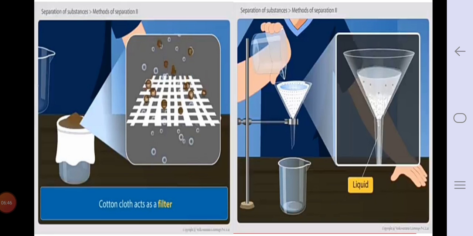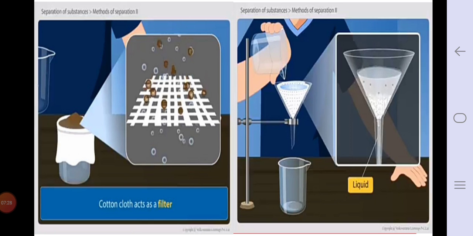Now another method of filtration is there. See the pictures, this is given in your textbook also, and you can observe the slides also. Here in the first picture they have used cotton cloth as a filter. Cotton cloth also has very small pores. You can see the picture they have shown, how the small pores of cotton cloth are zoomed in, and the brown color are mud particles. They are bigger in size than the pores of cotton cloth, so they do not go below, only clear water falls down in the beaker.